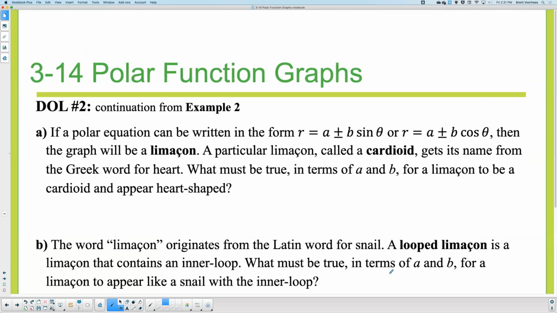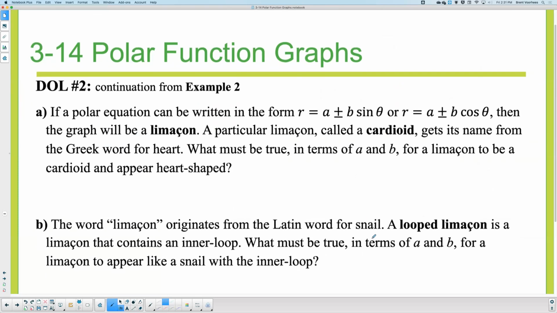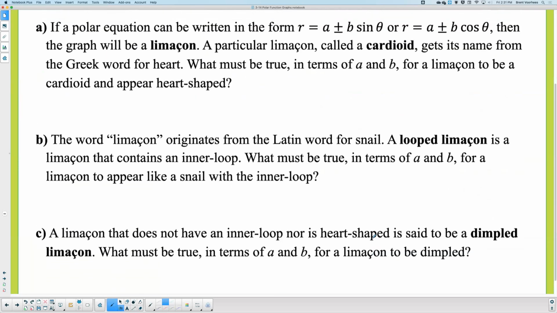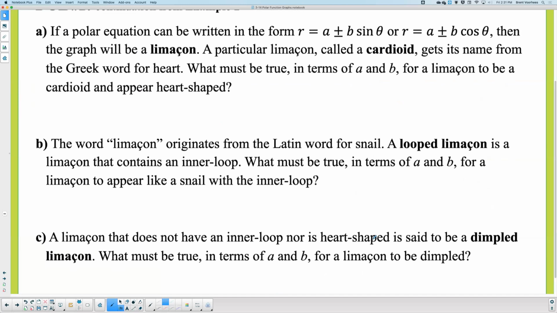Okay, now we have some DOLs. I'll let you sort through some of these, come up with what you think. These 3 questions are asking you about A and B. Each one of them is talking about A and B. So if you look at the equation, what has to be true to make a cardioid? You can compare and contrast on the examples we've done. What has to be true of A and B to get you a cardioid? What has to be true of A and B to get you a looped? What has to be true of A and B to get you dimpled? Go ahead and do that, DOL number 2.